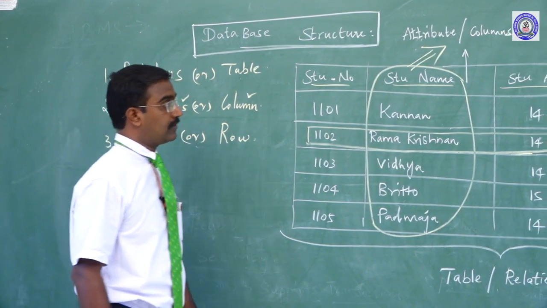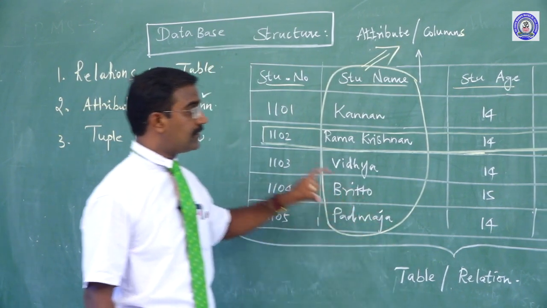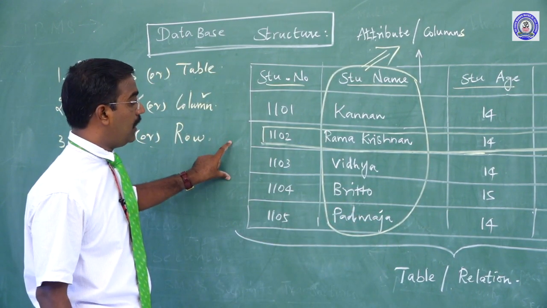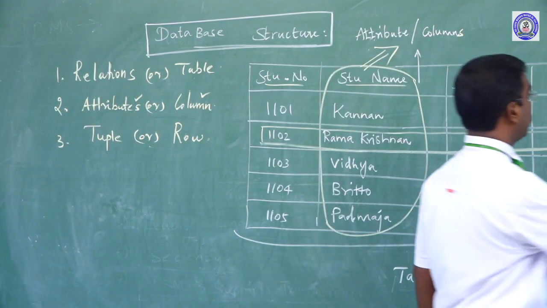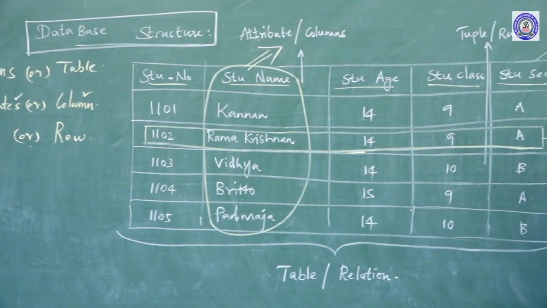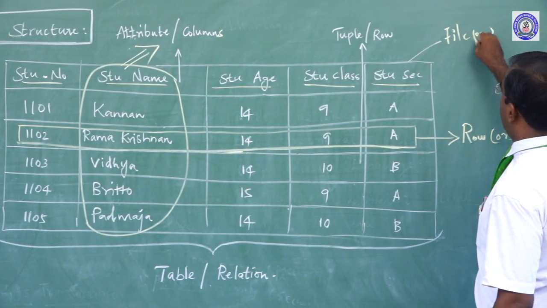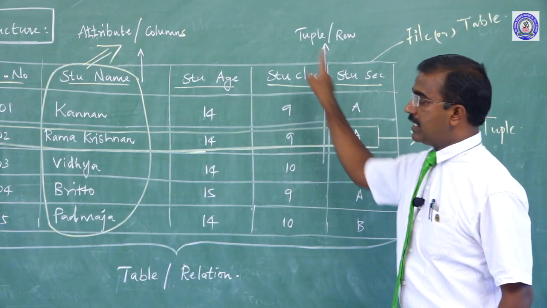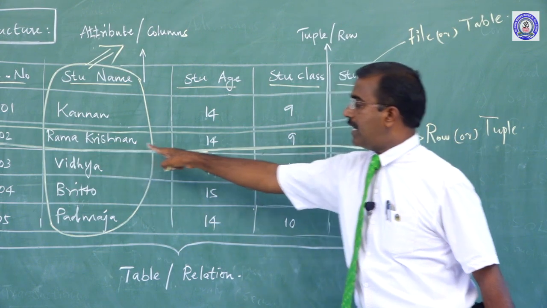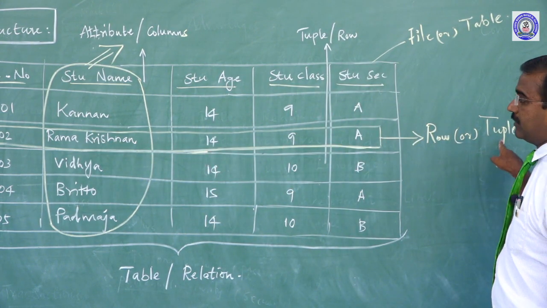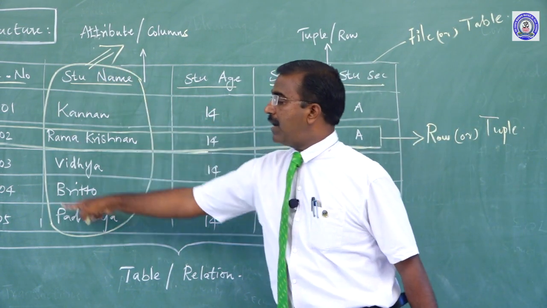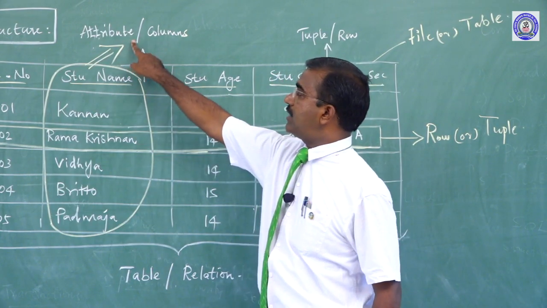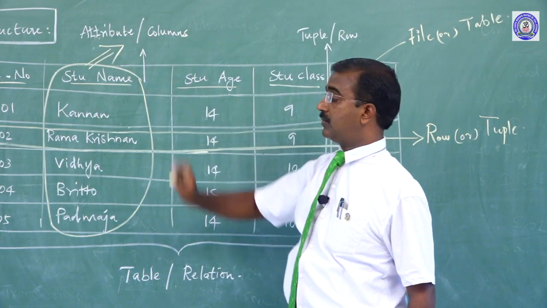Okay, yes, I think so. This is a table, this is a file or table. So in this table, the row-wise manner is also called row or tuple. The column-wise manner is also called attributes and columns.